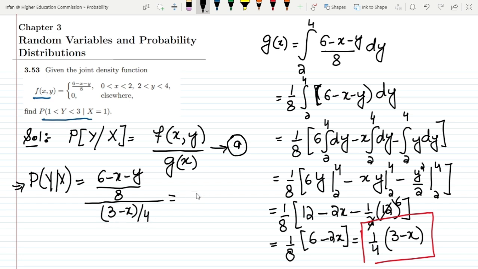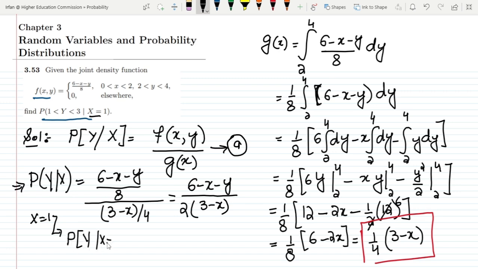So ultimately what I will get? It will be 6 minus x minus y dividing it over 3 minus x. Okay, and also this 8 by 4, so I will get here 2. So this is the probability of y given x. This is the equation. Now in order to find these values here, let me put the value of x equal to 1 here. Okay, so putting x equal to 1, what will I get here? It will become y given x equal to 1.